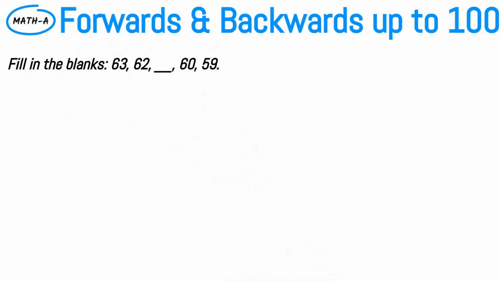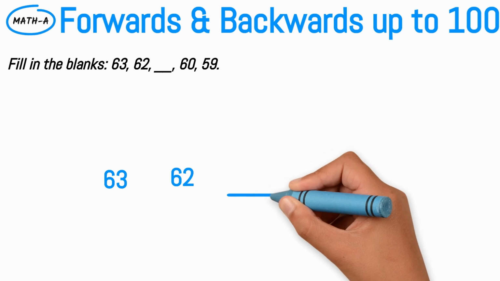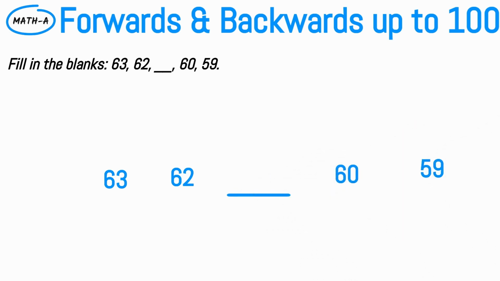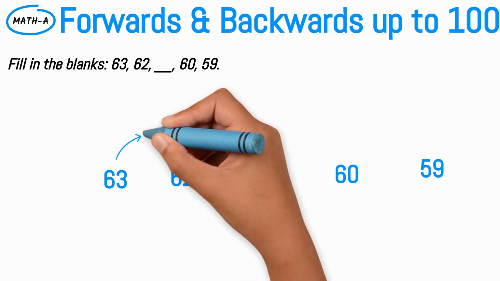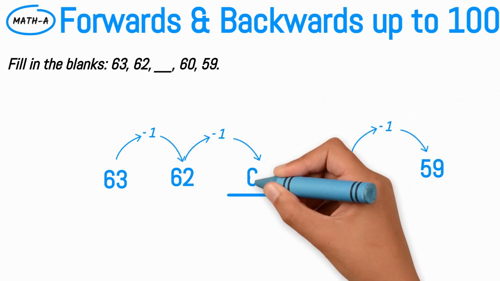Fill in the blanks. 63, 62, blank, 60, and 59. So we write out the equation. Looks like we're decreasing by 1, going backwards. So backwards from 62 is 61.